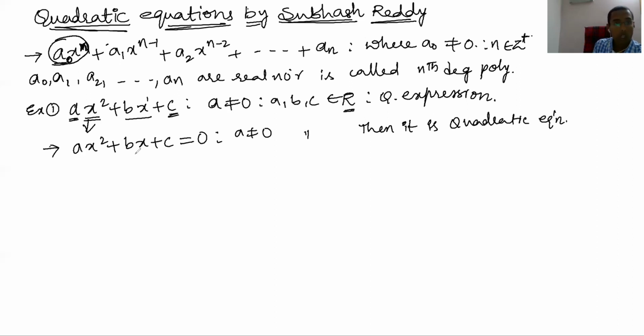We are going to learn this in detail, the quadratic expression and also the quadratic equation. First thing in quadratic equations you should understand: whenever you write a quadratic equation, immediately you should understand that a is not equal to 0 and a, b, c are real numbers. Later, of course, a, b, c can even be imaginary numbers, meaning complex numbers also we can take. But for now a, b, c are real numbers, a is not equal to 0, and only then is it called a quadratic equation. This is one thing you should understand.